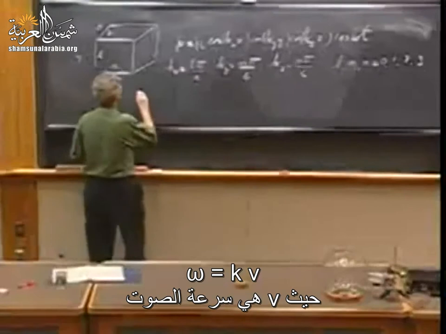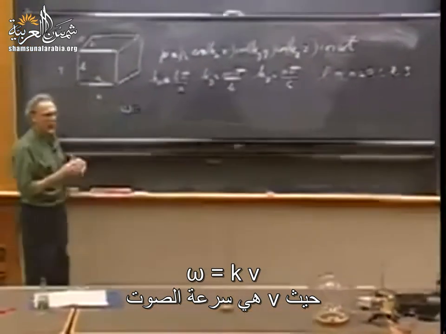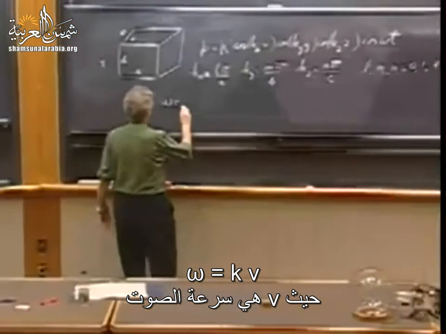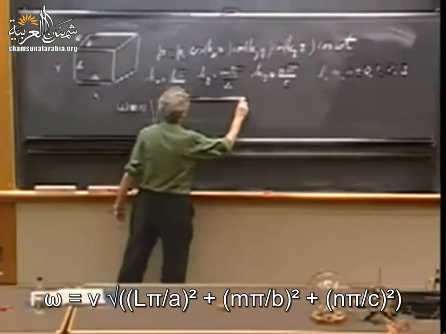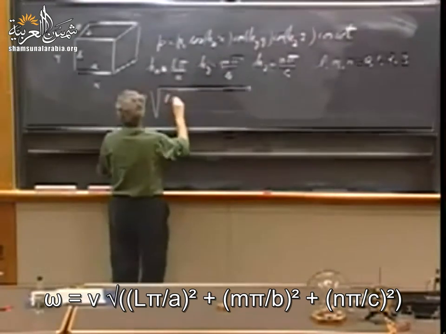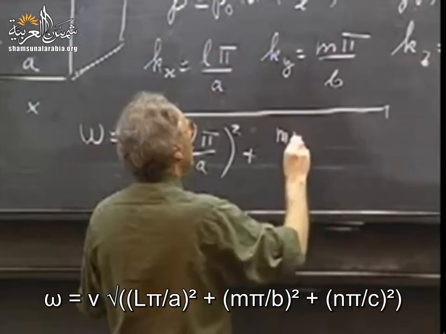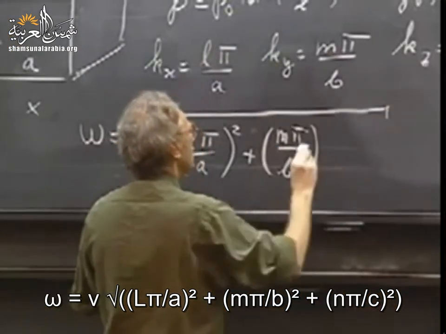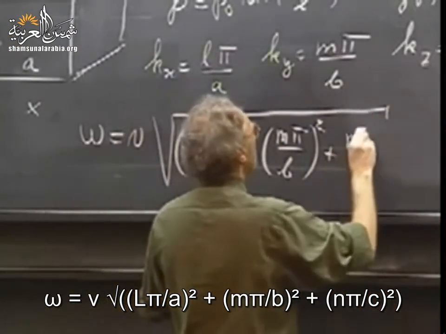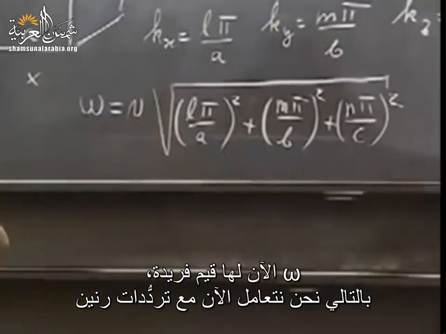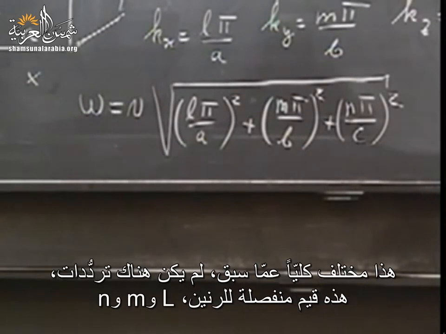So omega, which is always k times v, v is the speed of sound, so omega equals v times the square root of (l pi over a) squared plus (m pi over b) squared plus (n pi over c) squared. Omega has then unique values. Now we are dealing with resonance frequencies. Completely different from there. There were no resonances there.